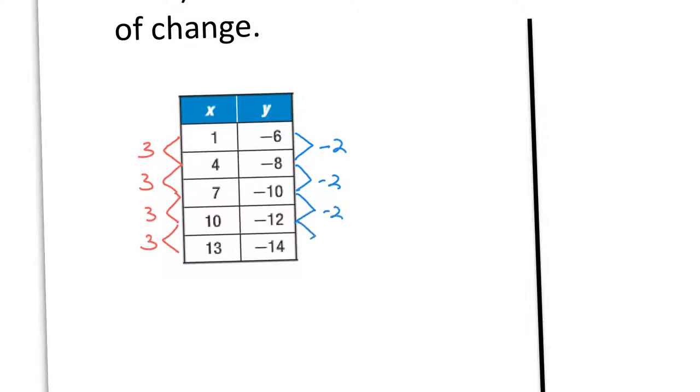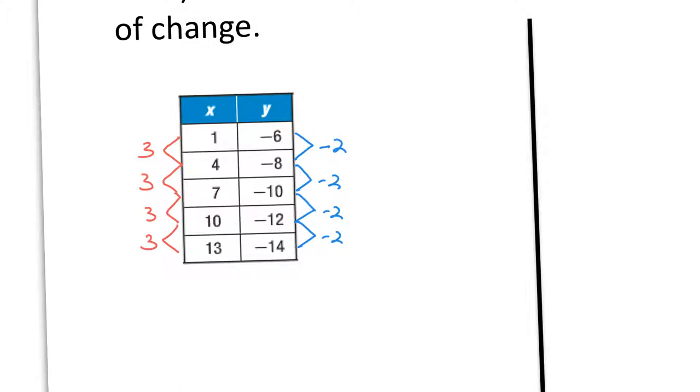And negative 12 minus 2 is negative 14. So that is the difference of the y values. So you guys can see that the x differences are equal all the time, and the y differences are equal all the time. So first of all, we can say this is a linear function.